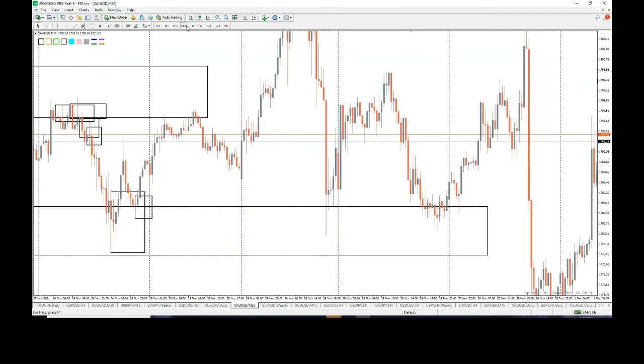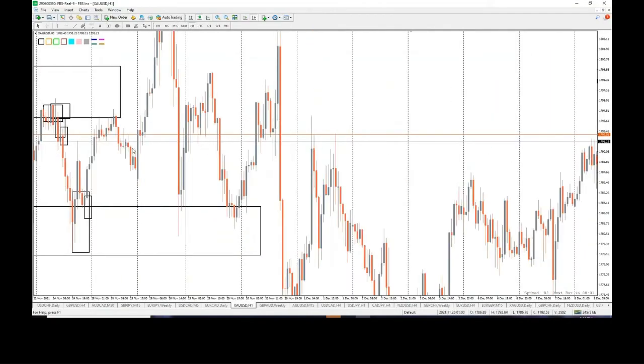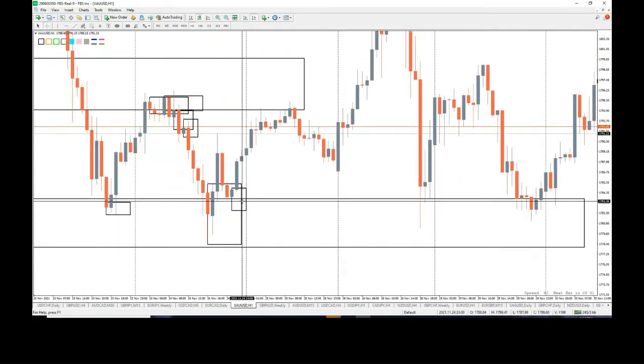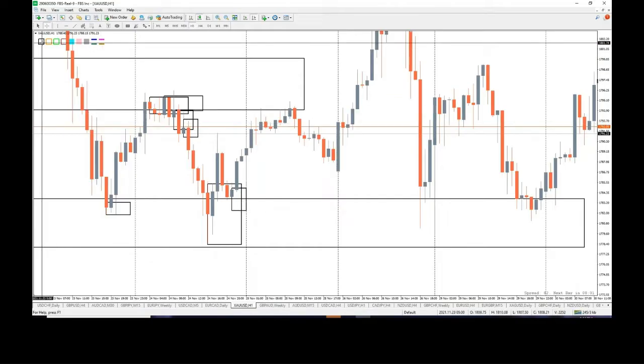Okay? When you see an entry here, once you've really mastered this, you don't need anything else, do you? So here is the engulfing buy. This is your next entry.